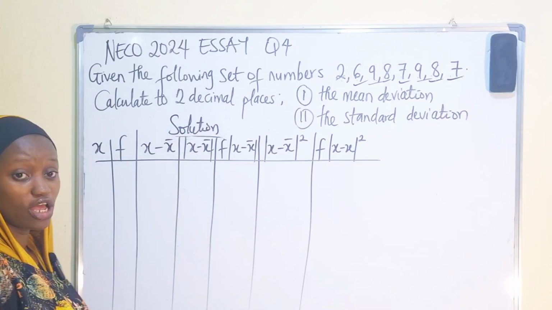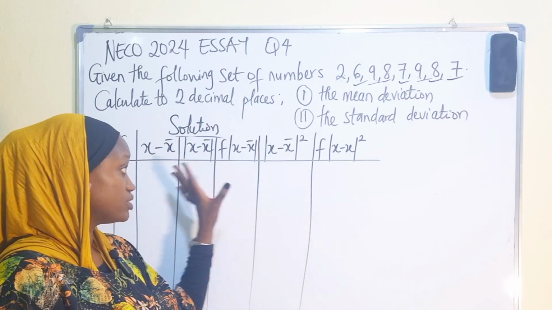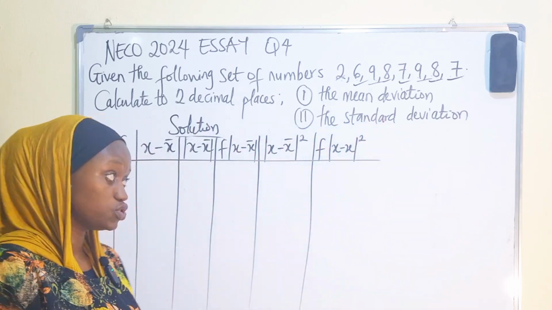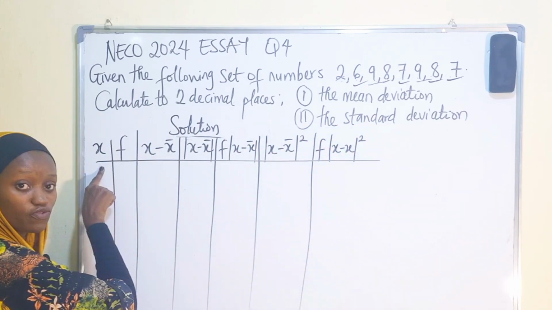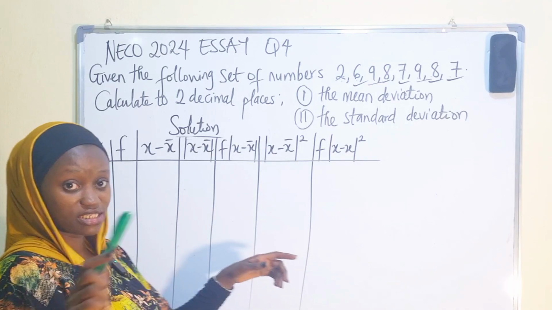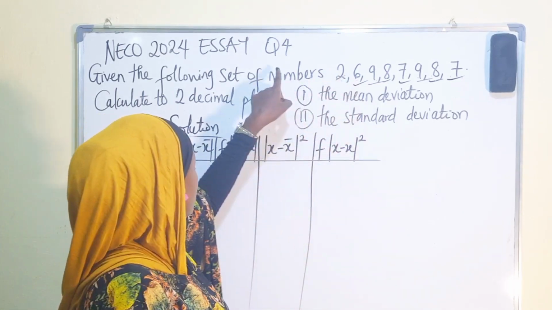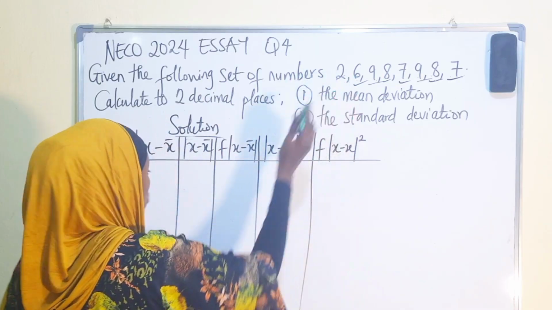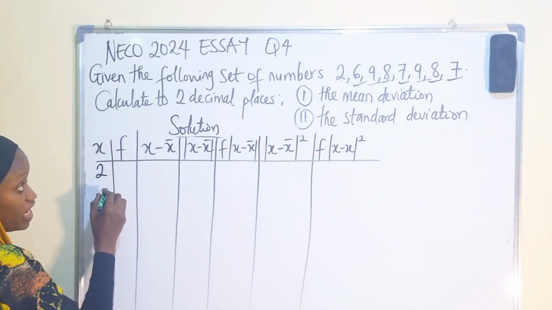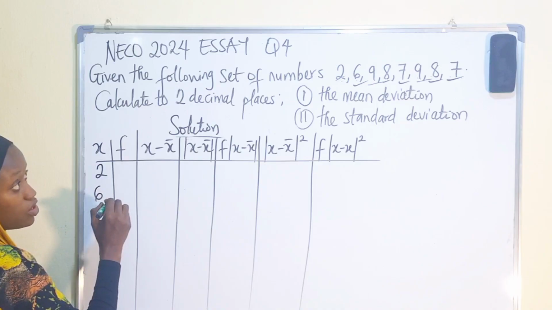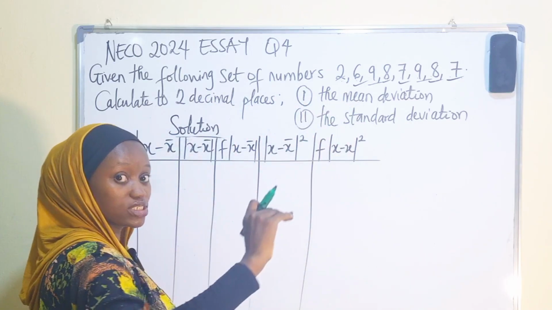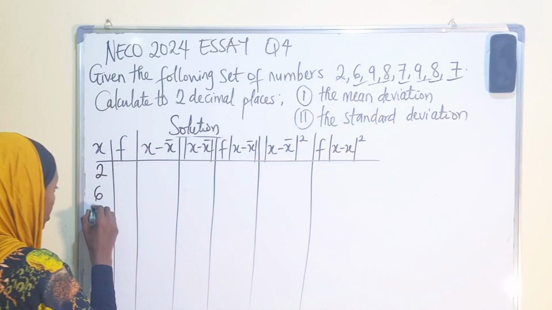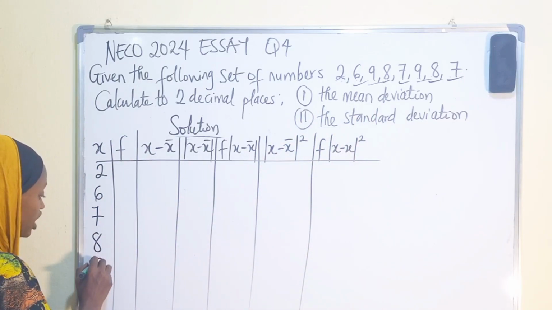So the solution, as I mentioned earlier, we need a table, and this is a table. We have to fill in this table as part of the solution. First we need to fill in the column for x. The x are the set of the numbers given. So first we have 2. The next number we have is 6. We have to arrange the numbers in ascending order, from the smallest to the biggest. 6, then the next number that follows, we have 7. We have 8. Then we have 9.